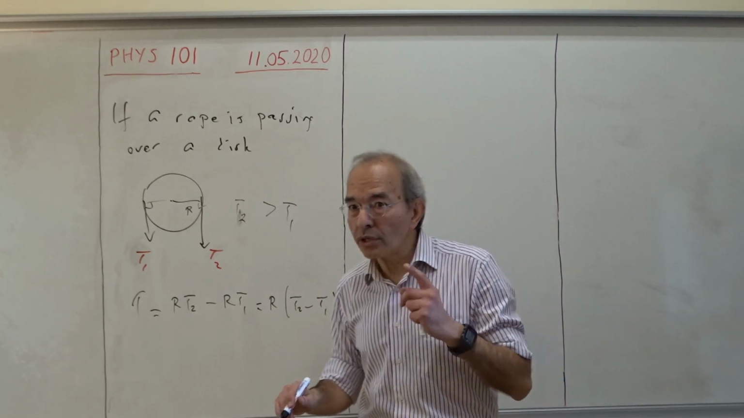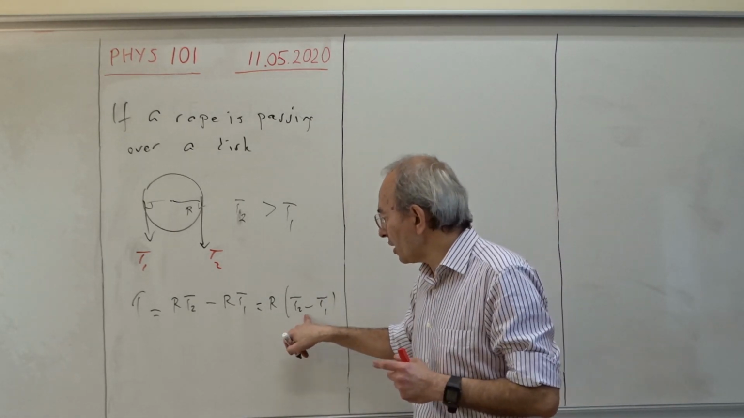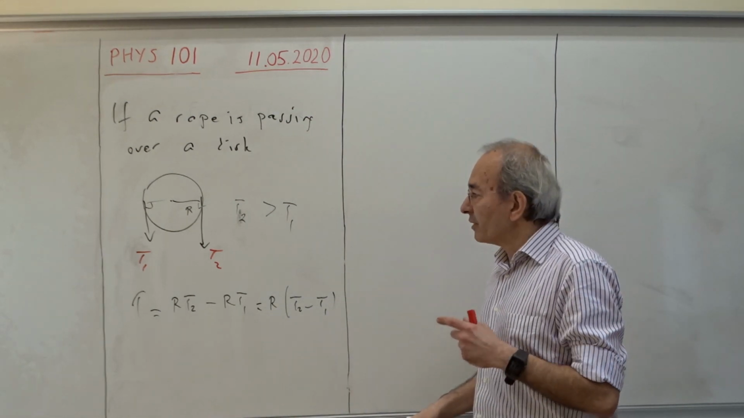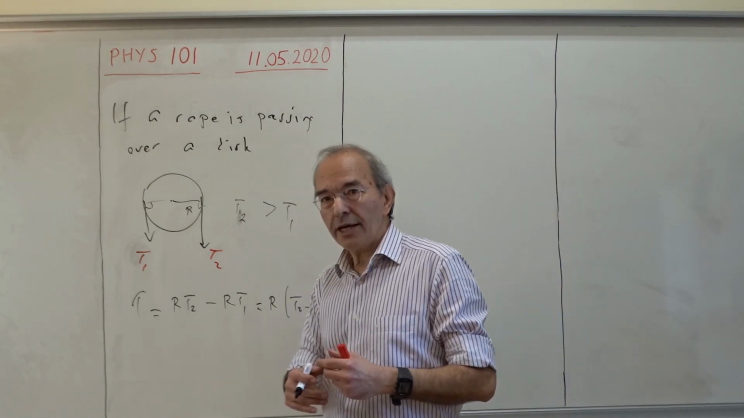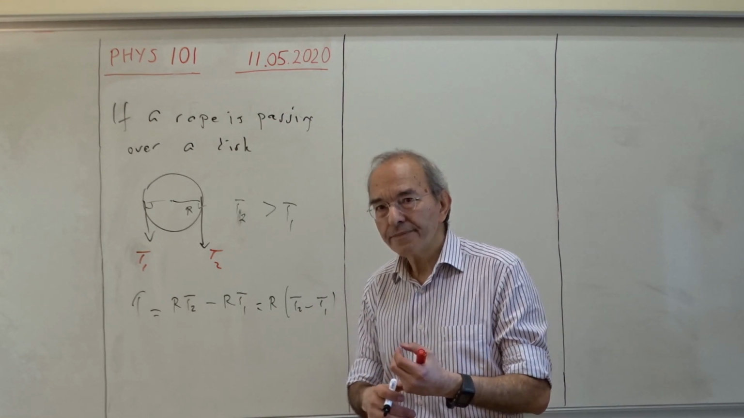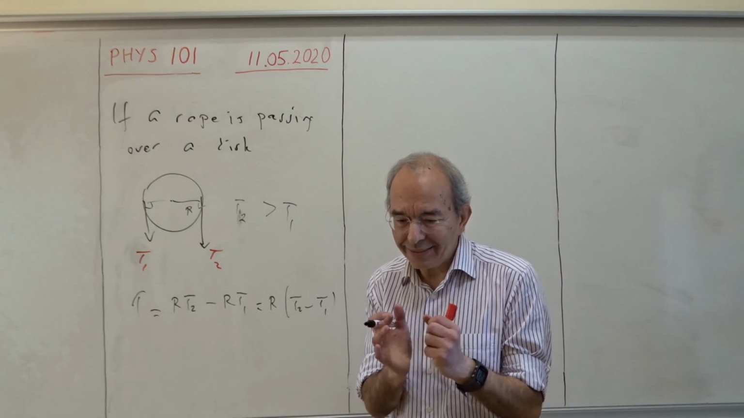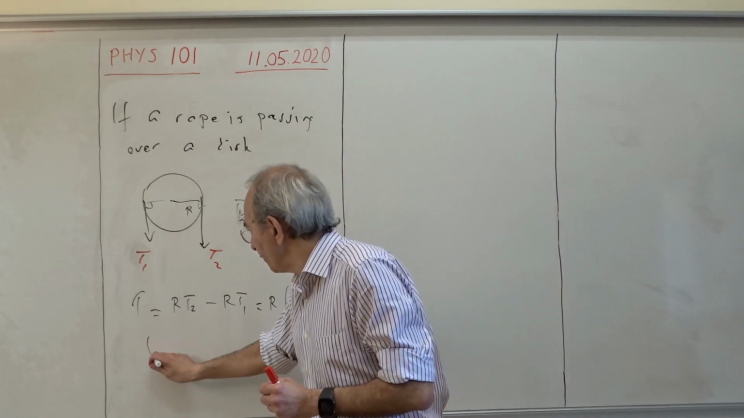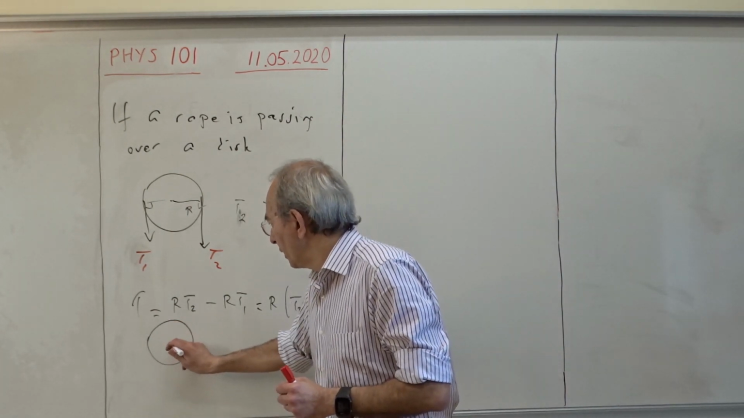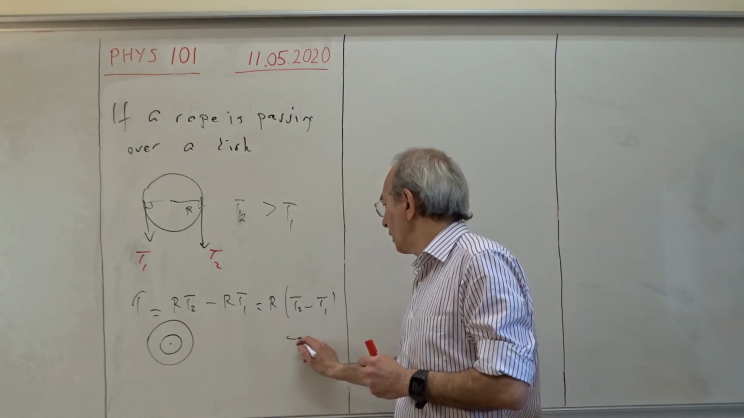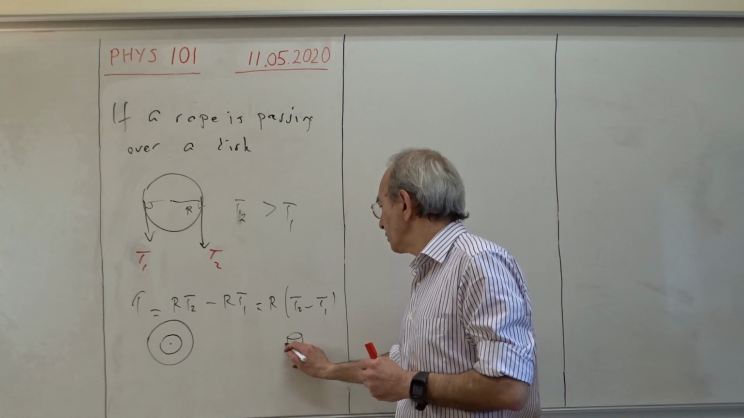Please don't confuse torque and tension. This is T, that is tau, the Greek letter tau. But if, for example, we have two discs having different radii, but juxtaposed, attached to each other. For example, if this is the bigger one and that's the smaller one, so the side view is, let's say, like this, for instance.